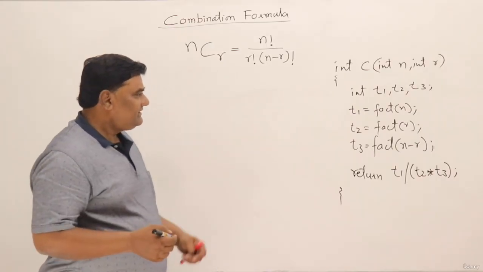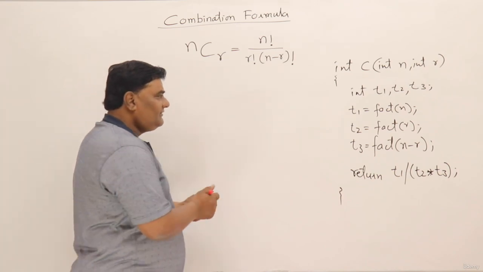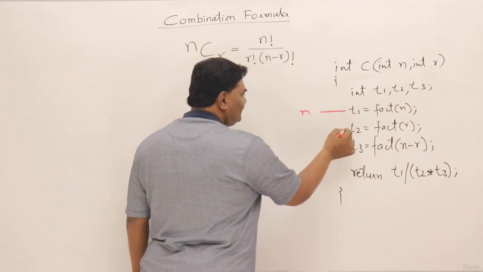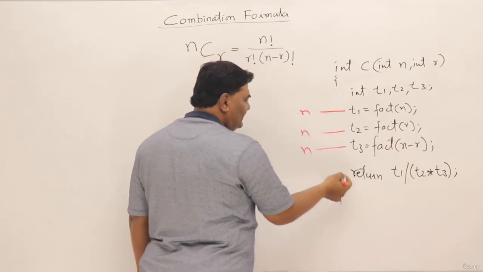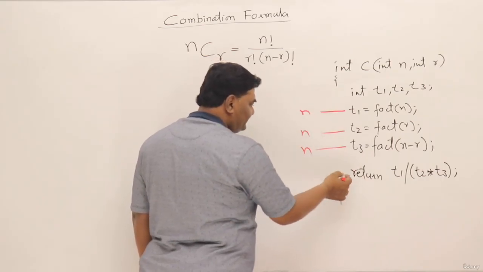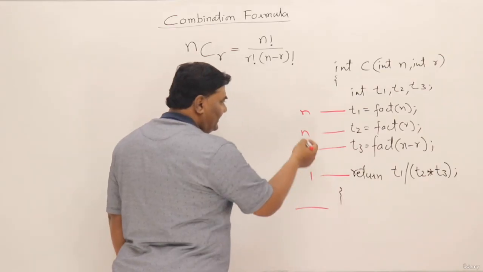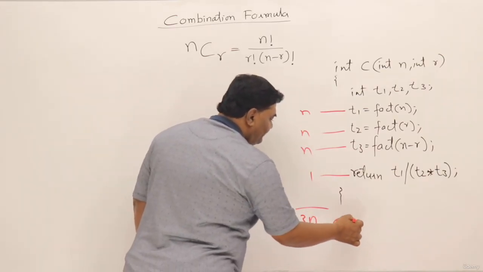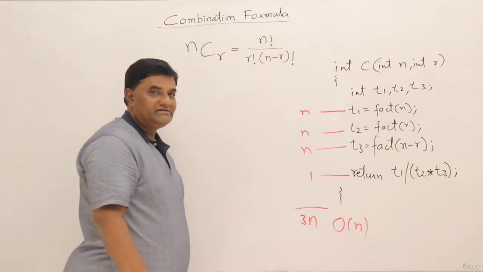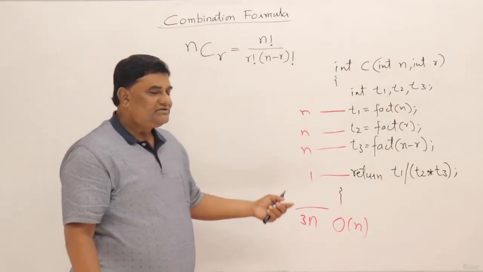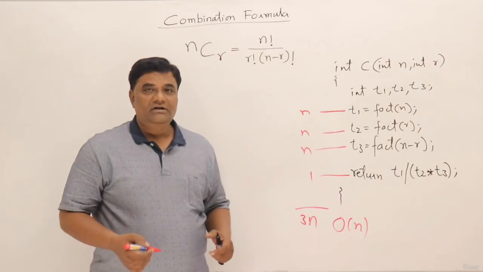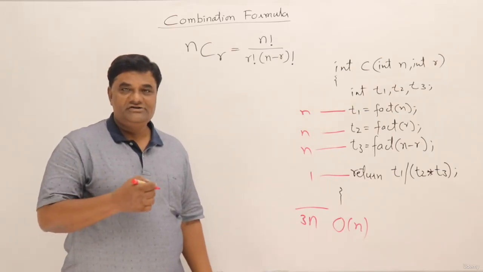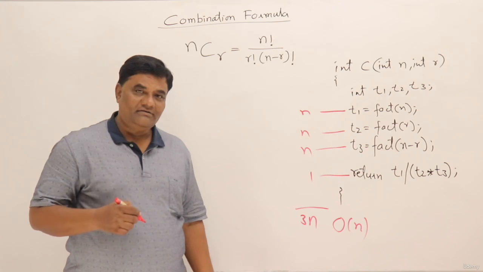How much time is it taking? The factorial function we have already analyzed, and it is taking order of n time, and this is also order of n, and this is n, and this is a simple statement, so it's constant time, so we can ignore that. So it is 3n. So 3n means it is order of n, means the degree of the polynomial is n. So the time taken by this function is n. It's a simple function. That's all. We can write a simple function for finding a combination value of given n and r.